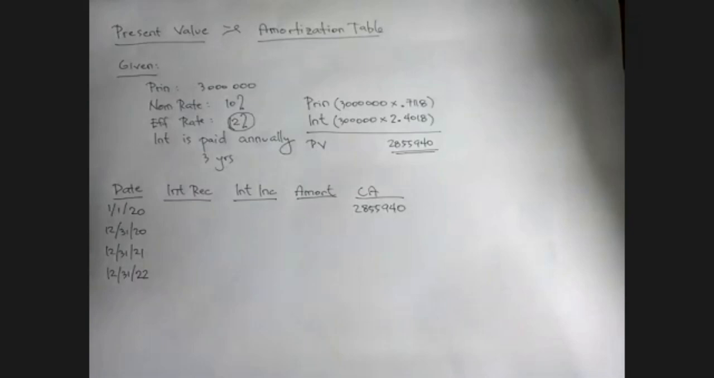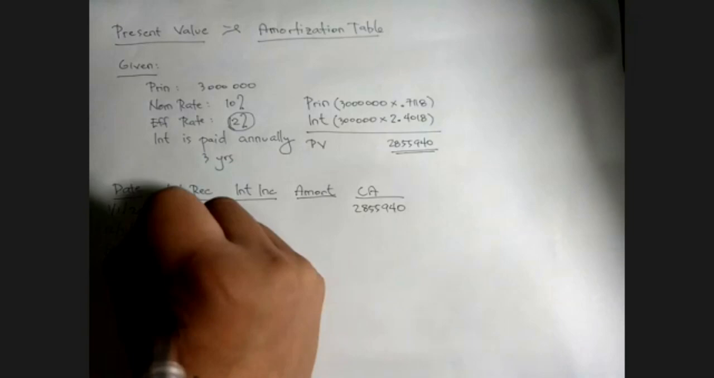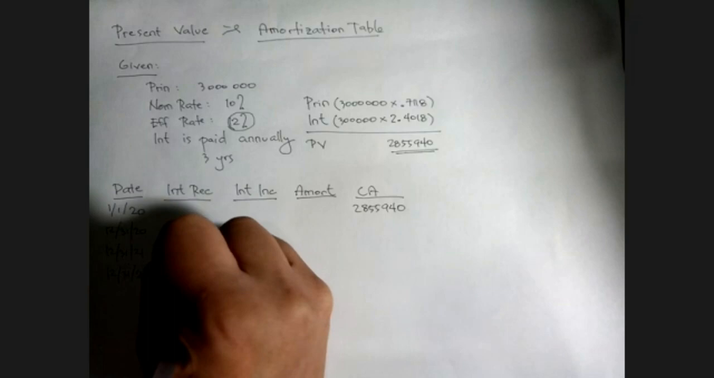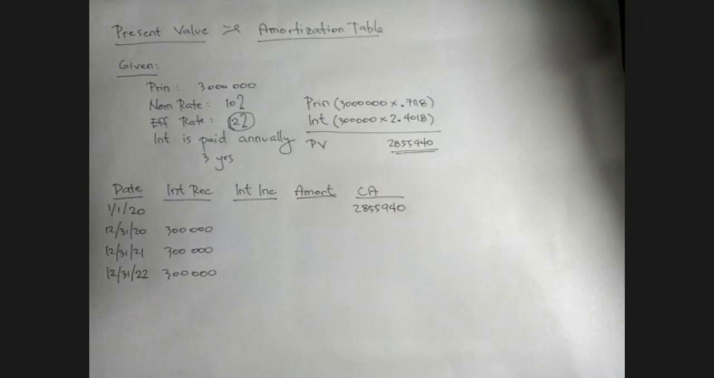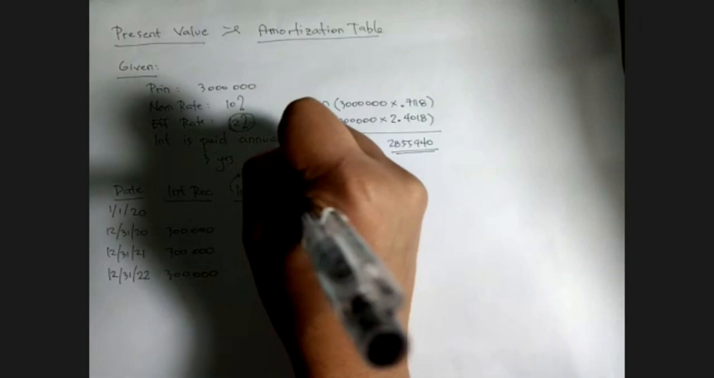Interest received or interest paid, hindi yan nagbabago. That's 300,000 annually. So ilalagay ko dito, 300,000, 300,000, and 300,000. Next, interest income. Paano makompute si interest income? Interest income is equal to the carrying amount at the beginning times the effective rate.